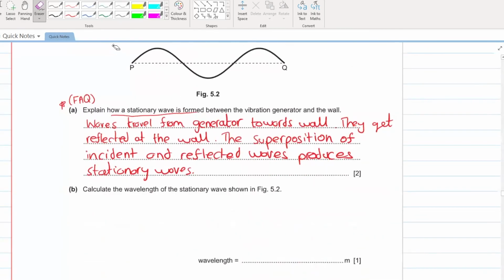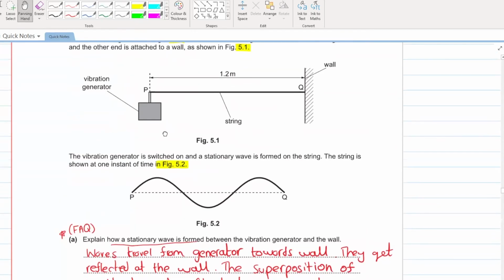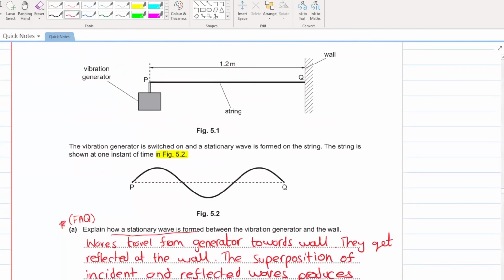Calculate the wavelength of the stationary waves shown in figure 5.2. We have to calculate the wavelength. Now just focus on the board. This is a node. This is a node as well. This is a node as well. This is a node as well. In a stationary wave, nodes are the points of minimum displacement.